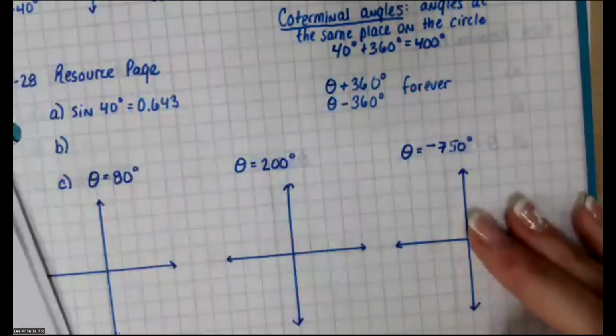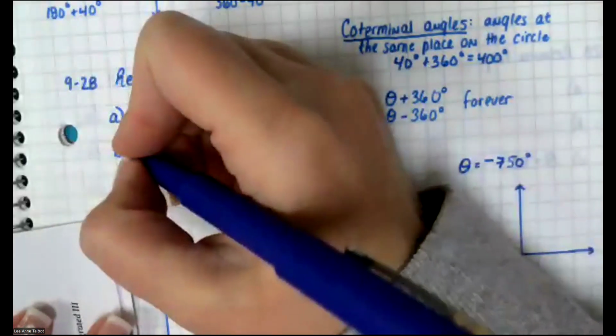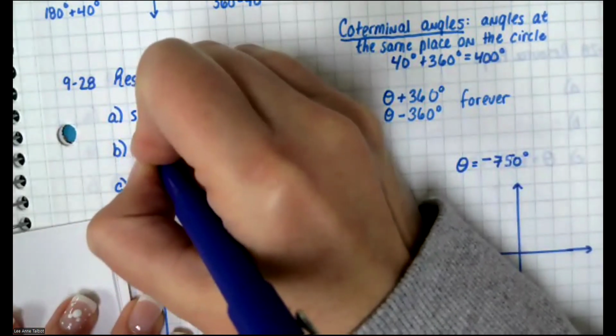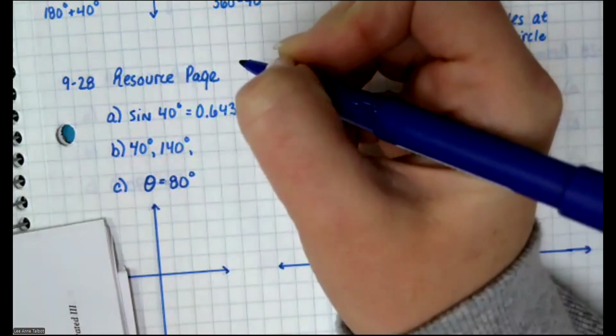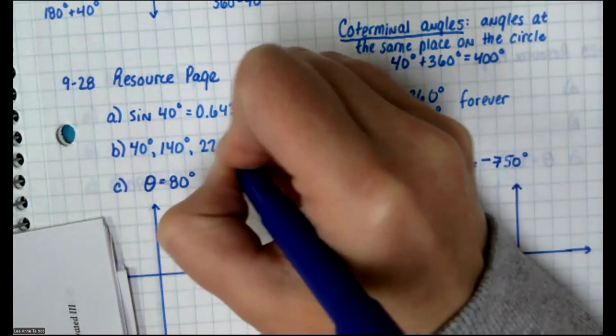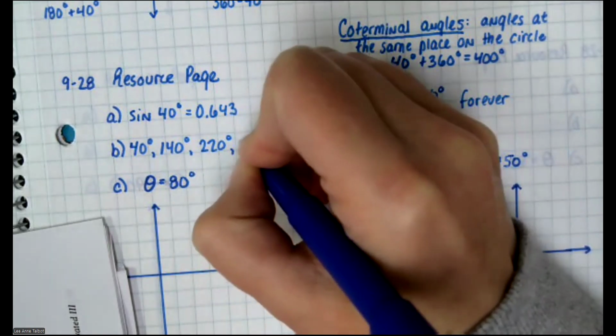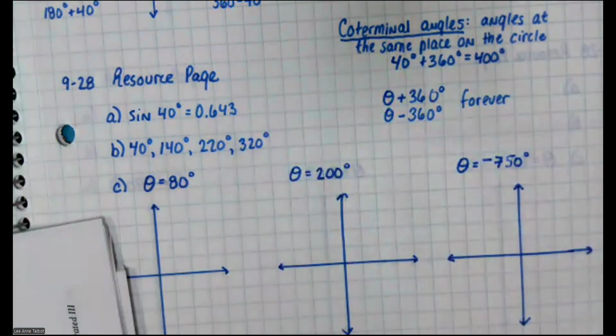Okay, so for B, we're just going to come over here and list them. So 40, 140, 220, and 320.